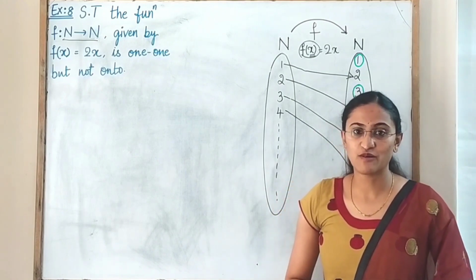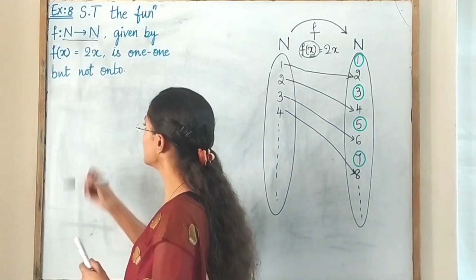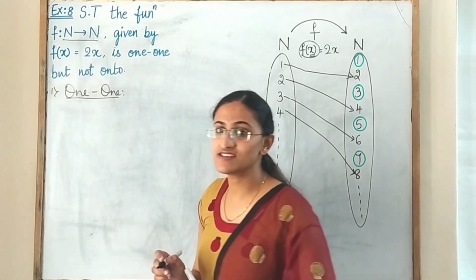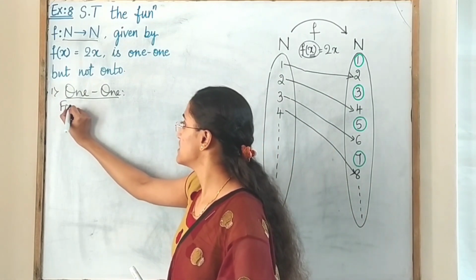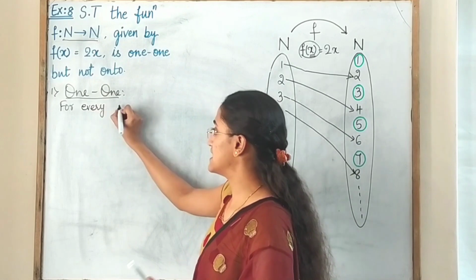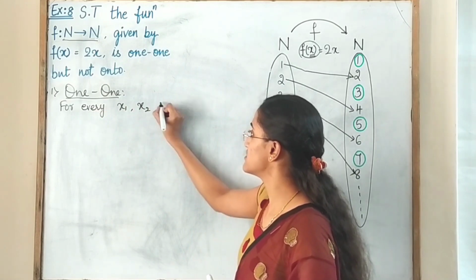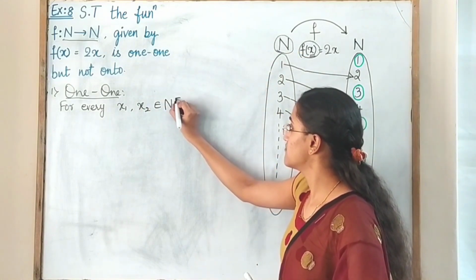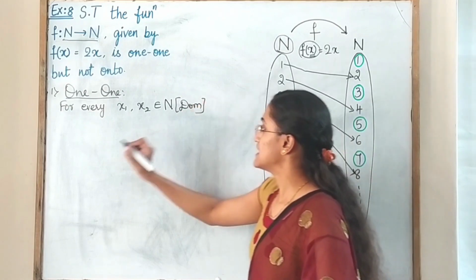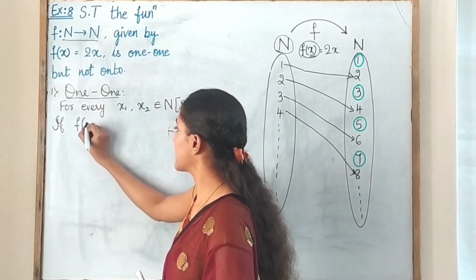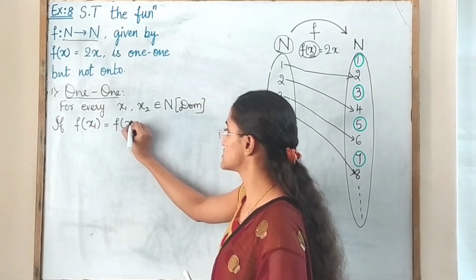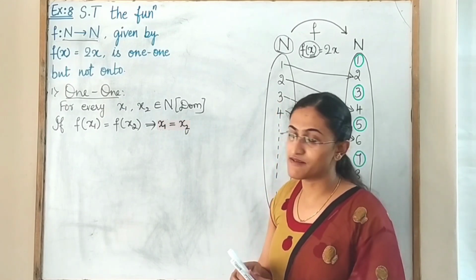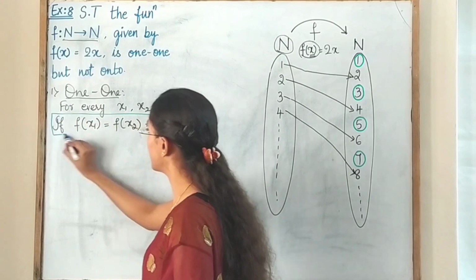Now we shall solve the problem generally, that is the first one, the one-one function. Remember the definition, that is for every two elements, let us say x1 and x2, which is chosen from the domain. What is the domain here? N. That is n, which is chosen from the domain. Then if f of x1 is equal to f of x2, we need to prove that x1 is equal to x2. This is the mathematical condition for a one-one function.